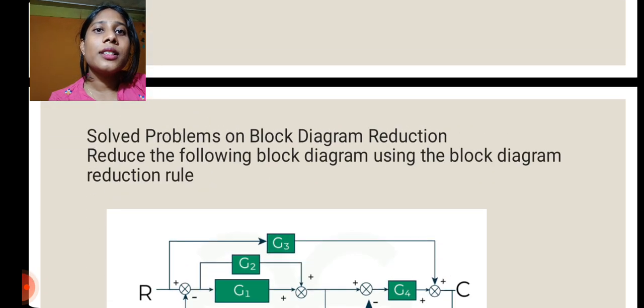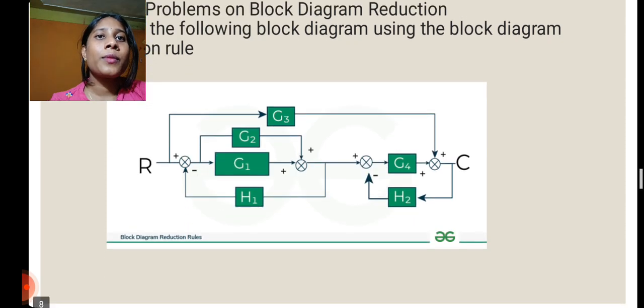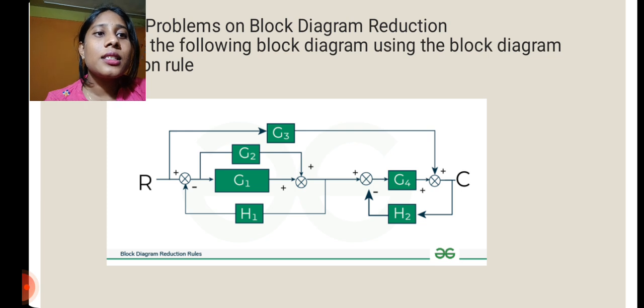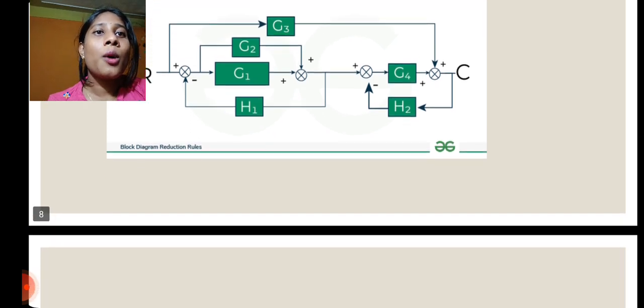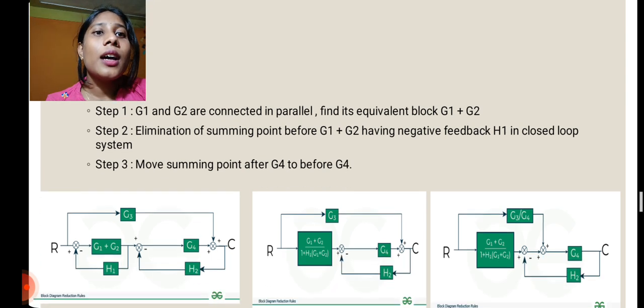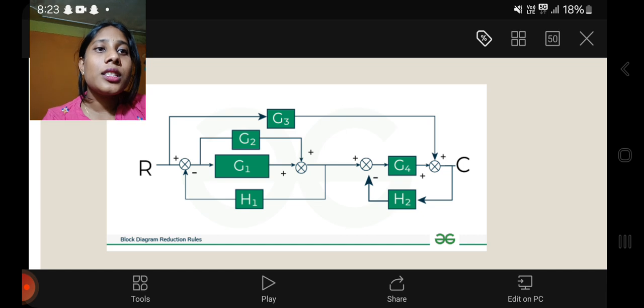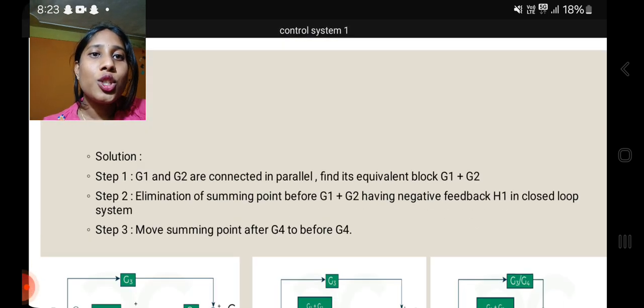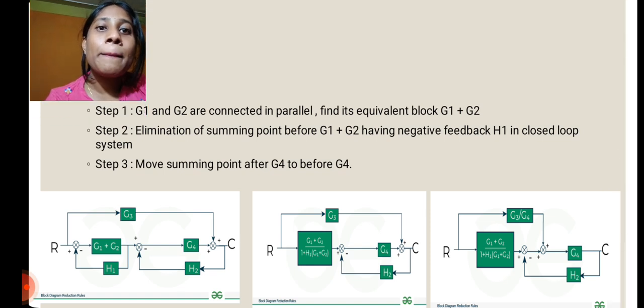Example: this is an example problem based on block diagram reduction of the following block diagram using the block diagram rules. This is the problem. Now how we can solve it, let's see. Step 1: G1 and G2 are connected in parallel. As you can see here, G1 and G2 are connected in parallel, so it will be a plus sign.